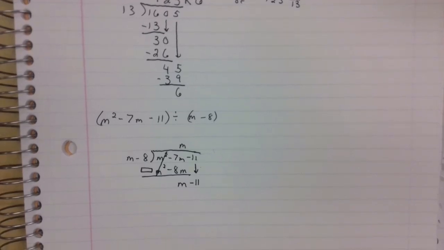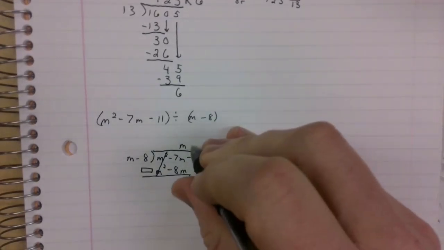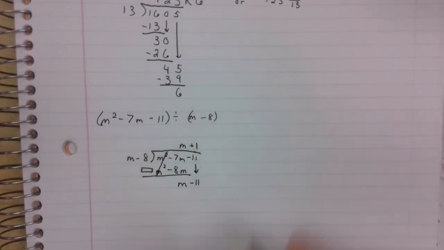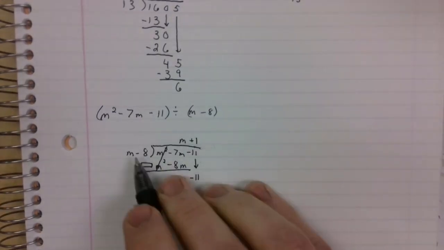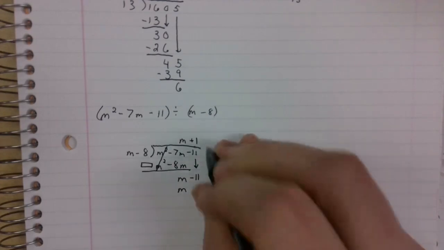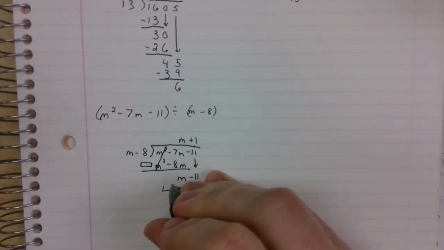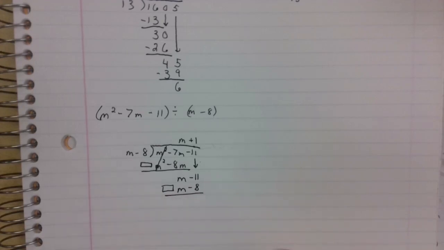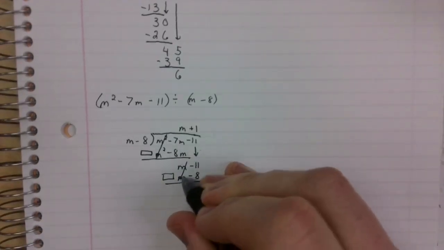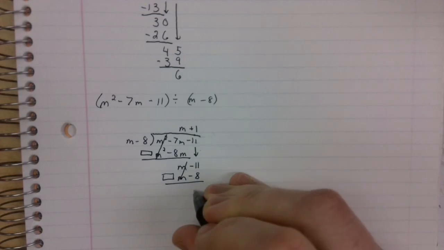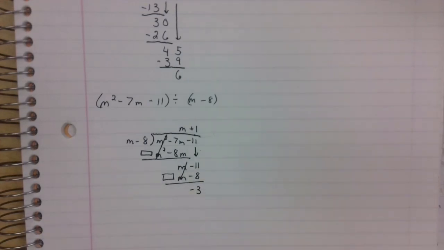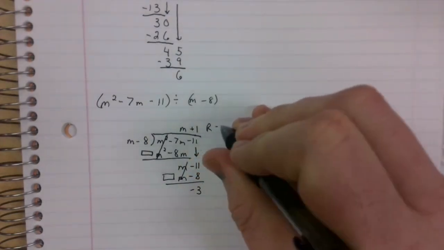Now we repeat that process. What times m will give me m? Well, in this case, it's just 1, a positive 1. So I multiply 1 times m, I get m. 1 times negative 8, negative 8. And again, my comically large subtraction sign. So m minus m cancels. Negative 11 minus negative 8 is negative 3. So that's my remainder, negative 3.